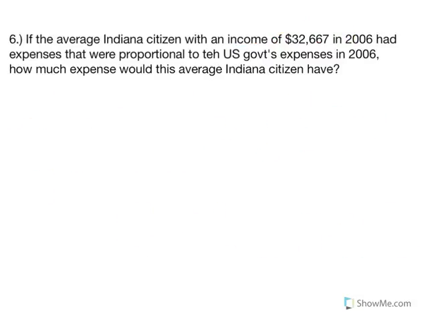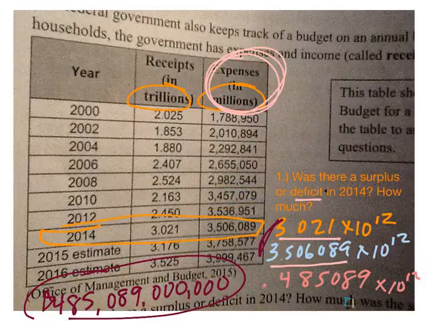Okay, let's move on to number 6. What about if the average Indiana citizen with an income of $32,667 in 2006 had expenses that were proportional to the U.S. government's expenses in 2006? Okay, so now you've got to go back to that table, and I'm going to flip back and look at 2006. Well, if I would take this decimal point and move it 6 places, that would make them both in millions. So that's what I'm going to go ahead and do.